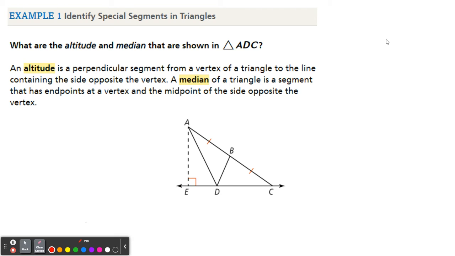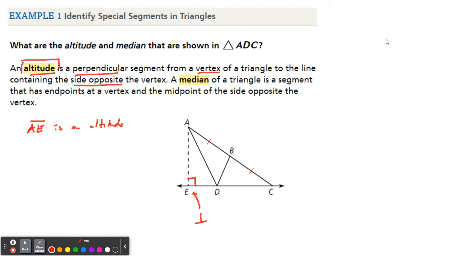Okay, so first, what are the altitude and median that are shown in triangle ADC? An altitude is perpendicular from a vertex to the line containing the side opposite. So if you take a look here, when I see perpendicular, I think of right angle. So this right angle means perpendicular. So segment AE is an altitude.